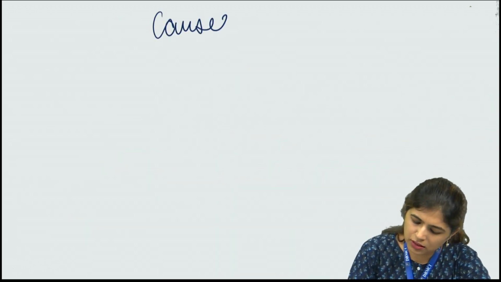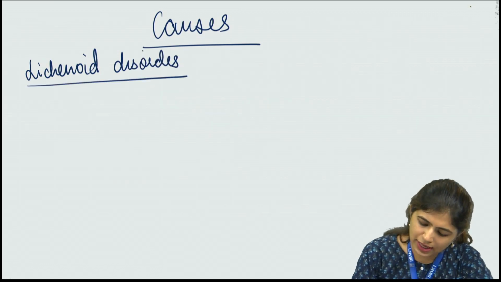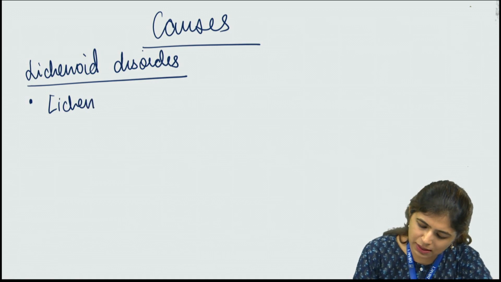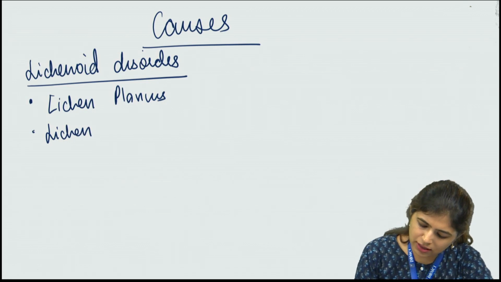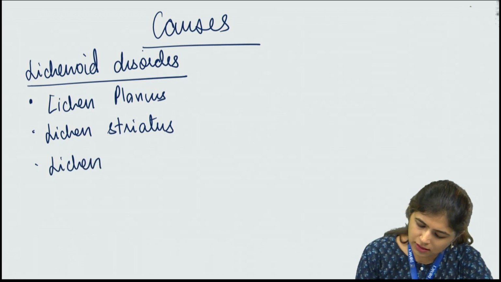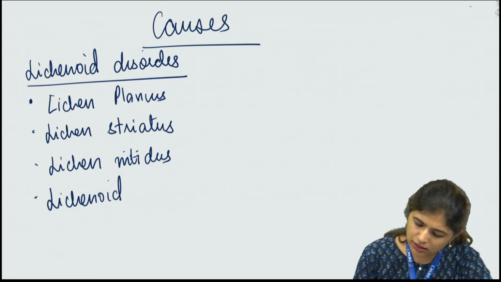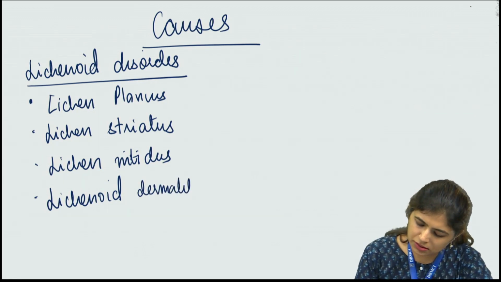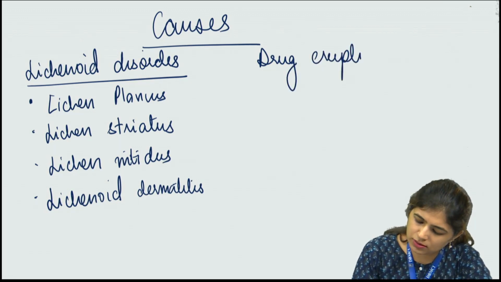What are the causes? Number one, you have disorders which are lichenoid disorders. In the lichenoid disorders, the most classic example is lichen planus. Then we have lichen striatus, lichen nitidus, and other lichenoid dermatitis. Then what we have are the drug eruptions.